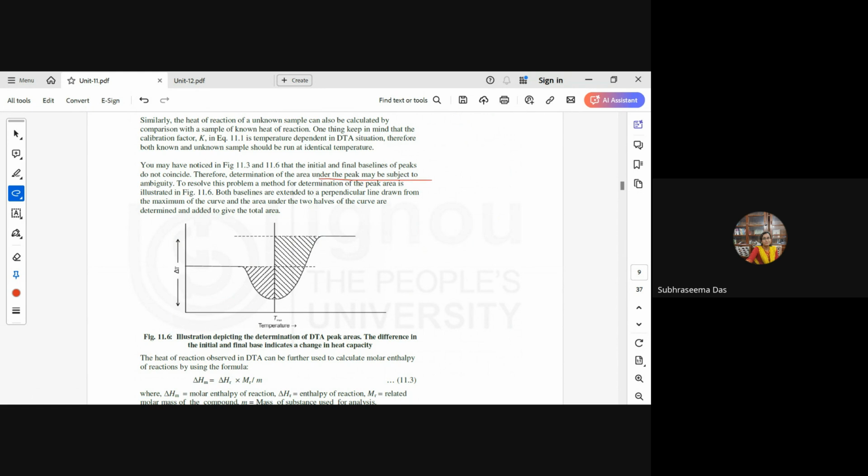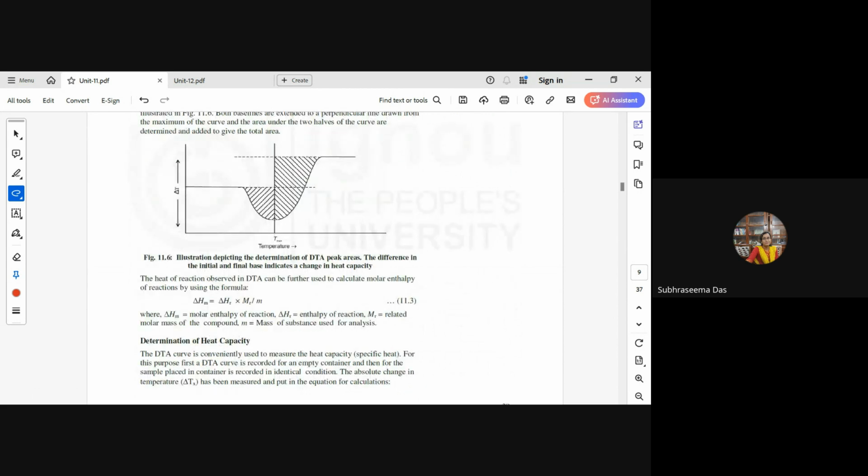To resolve these problems, first both the baselines are extended, and a line is drawn from the maximum of the curve to the area under the two halves. Using this formula, the heat of reaction can be further used to calculate the molar enthalpy, given as delta Hm is equal to delta Hr into Mr by m, where delta Hm represents the molar enthalpy of the reaction, delta Hr is the enthalpy of the reaction, Mr is the related molar mass of the compound, and small m is the mass of the substance that we have considered for the DTA measurement.